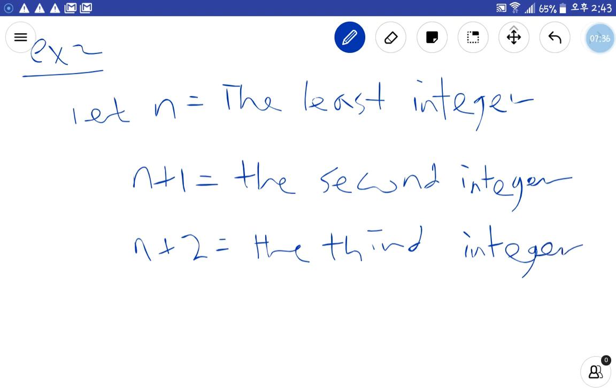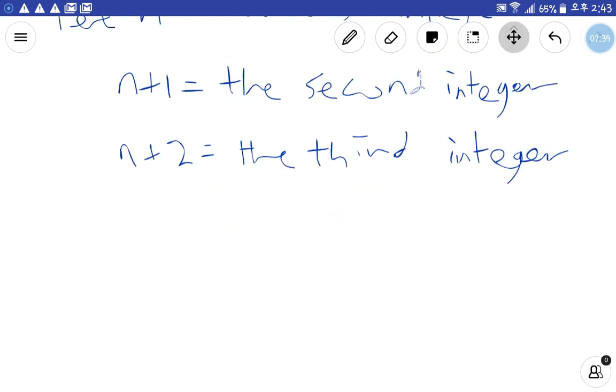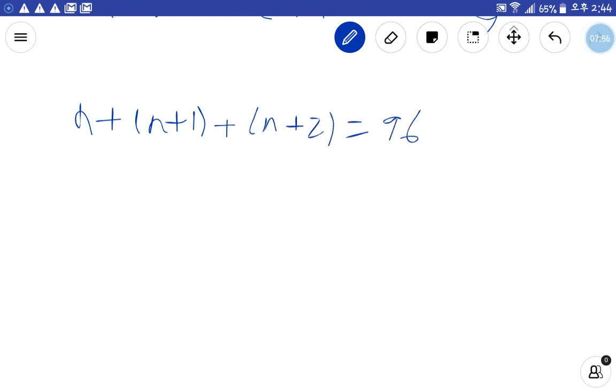So now, how can I set up my equation? What was the question? The question says a sum. Sum is what? The answer of addition. So when you add all of them, n plus n plus 1 plus n plus 2, that should be the same as what? 96. Alright, then n plus (n plus 1) plus (n plus 2) equals 96.